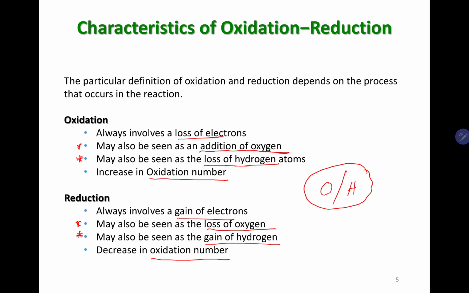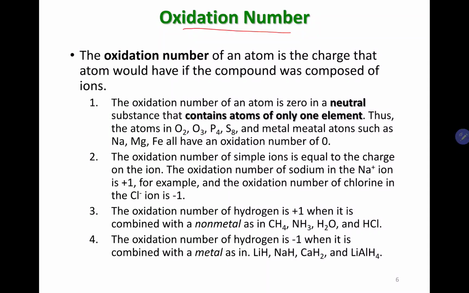During oxidation, the oxidation number is increased. During reduction, the oxidation number is decreased. So it is always convenient to know the oxidation number of every atom, and then we can easily figure out the oxidation and reduction. So that is the point of this discussion.